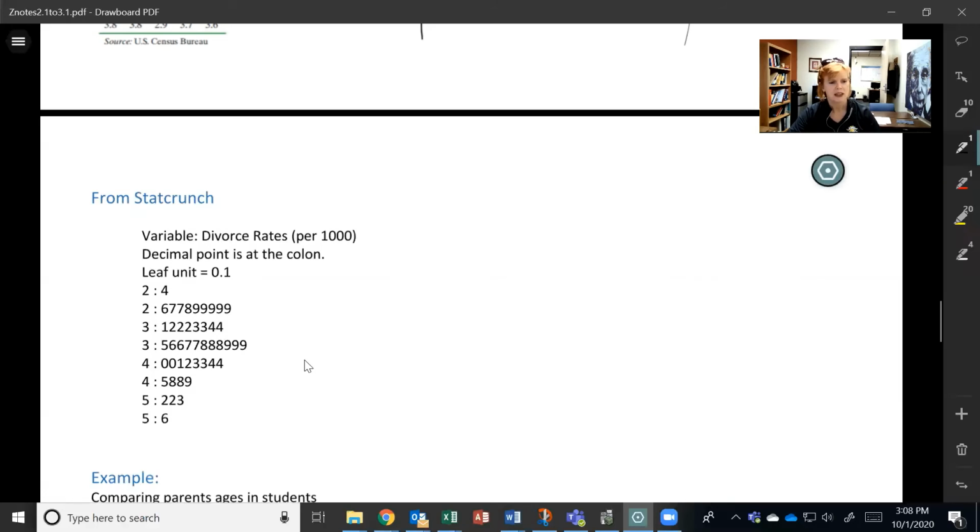The nice thing about stem and leaf plots is that I actually have the individual data points in there. So in addition to seeing how many are in each class, I can see what those values were. I can see that there was one state that had a divorce rate of 5.6 out of 1,000.